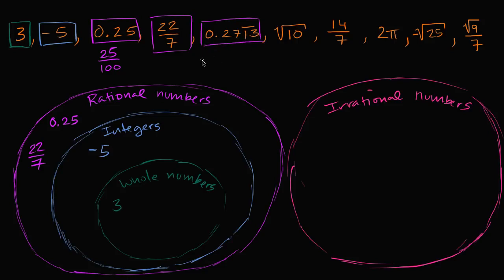Now, this over here, 0.2713, and then the 13 repeats. This is the same thing as 0.27131313. That's what that line up there represents.